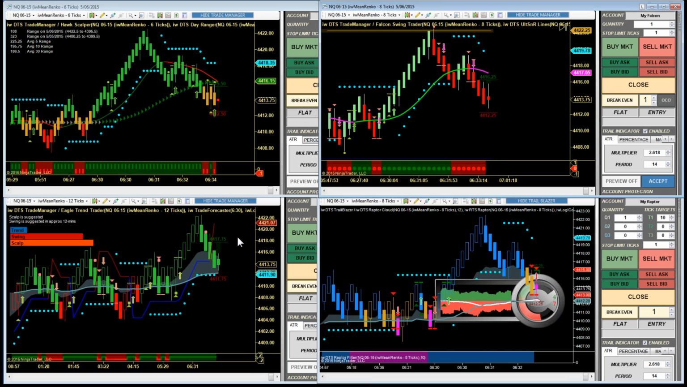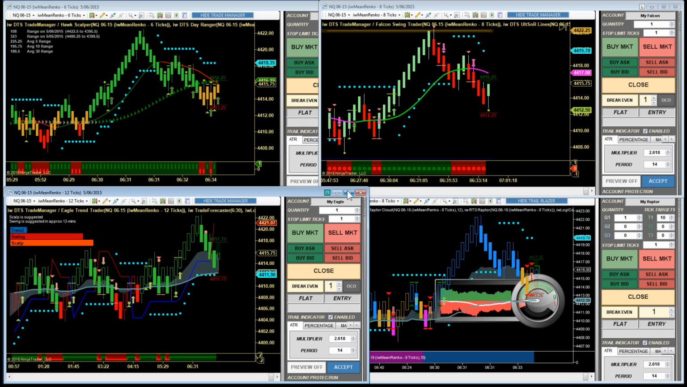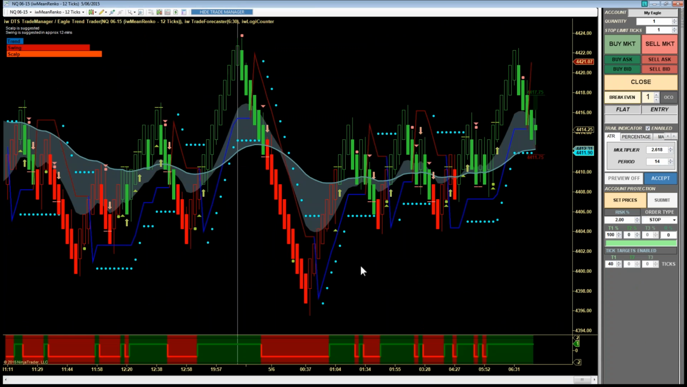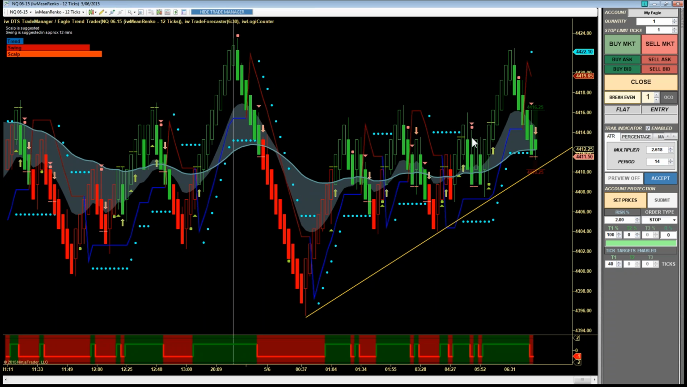I think everybody and their brother is waiting for the NASDAQ to topple over. This is the overnight on the Eagle. And you can see we made a nice little progression here. No signal just yet on our trend trader, but I would not be surprised to see a sell signal. Notice how our trading band, which gives us our directional bias, is all over the place.